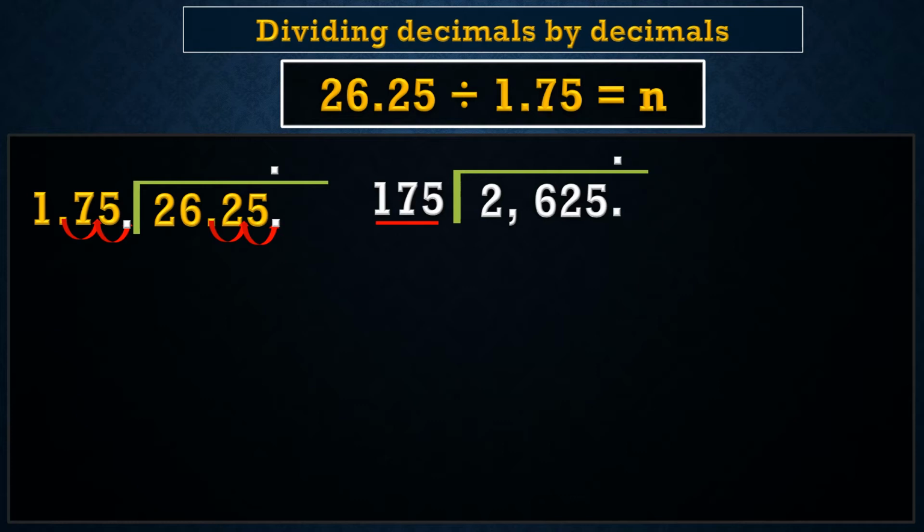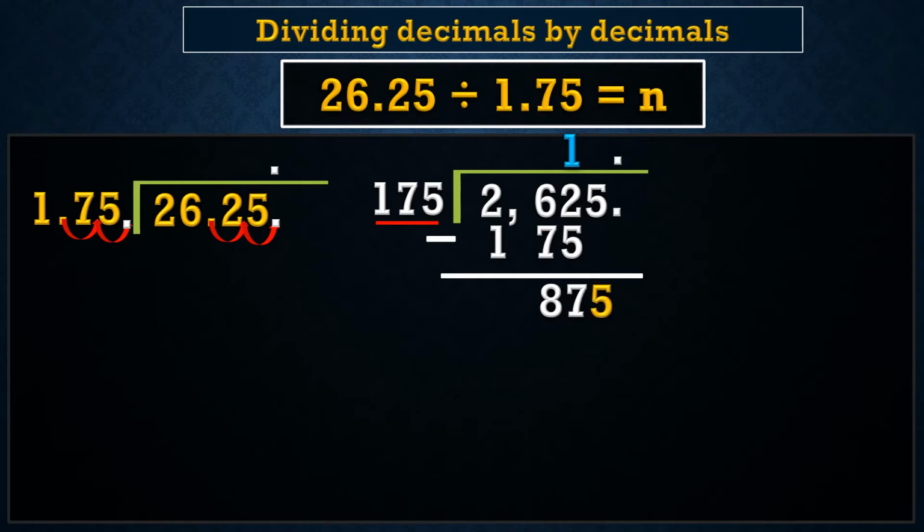So let's start. We have a 3-digit divisor. So obviously we have to start with 3 digits in our dividend. So we have 262 divided by 175. That gives us 1. Then 1 times 175 gives us 175. Next step is to subtract them. So 262 minus 175 gives us 87.